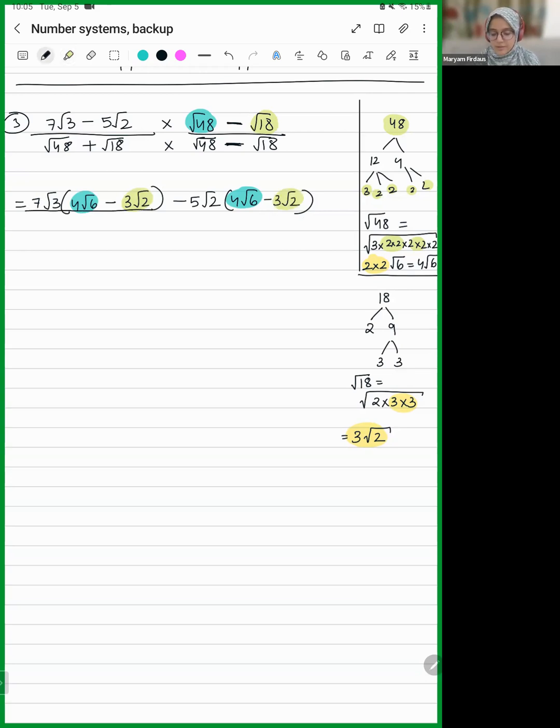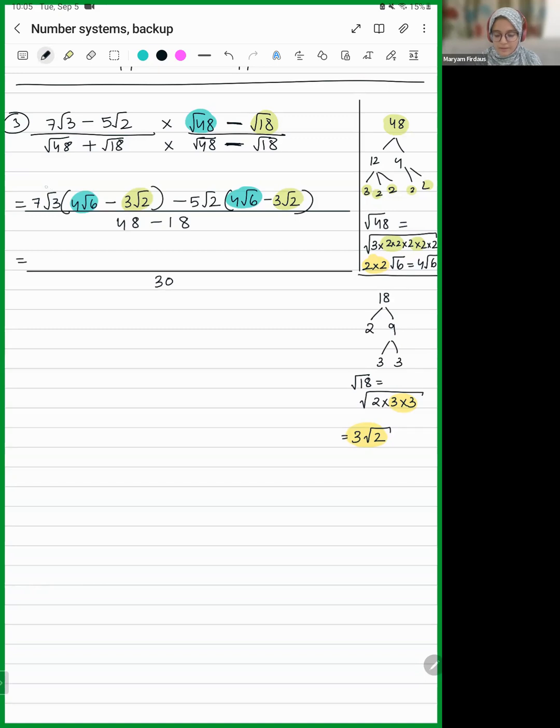And then in the denominator, Munir, what will we have in the denominator? 48 minus 18. Very good. 48 minus 18 is 30. So in the next step, I will write 30. Now, let's do one by one.